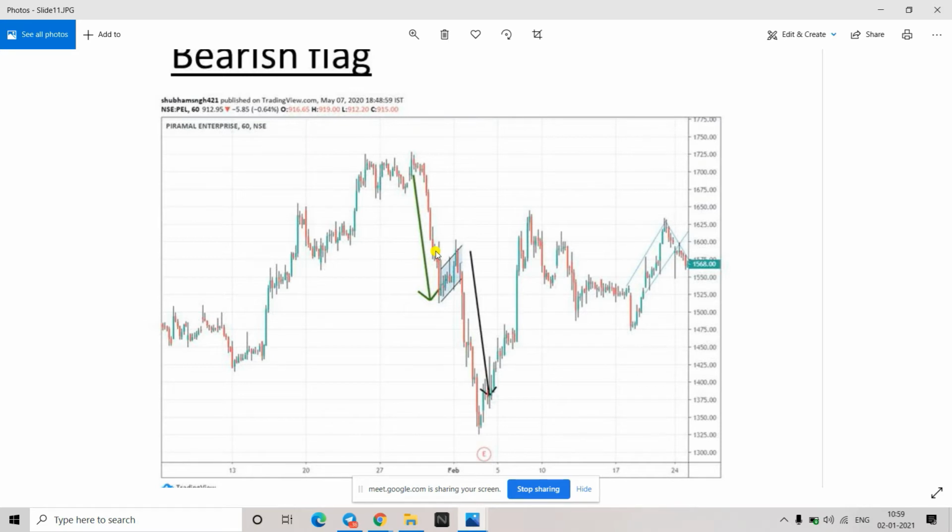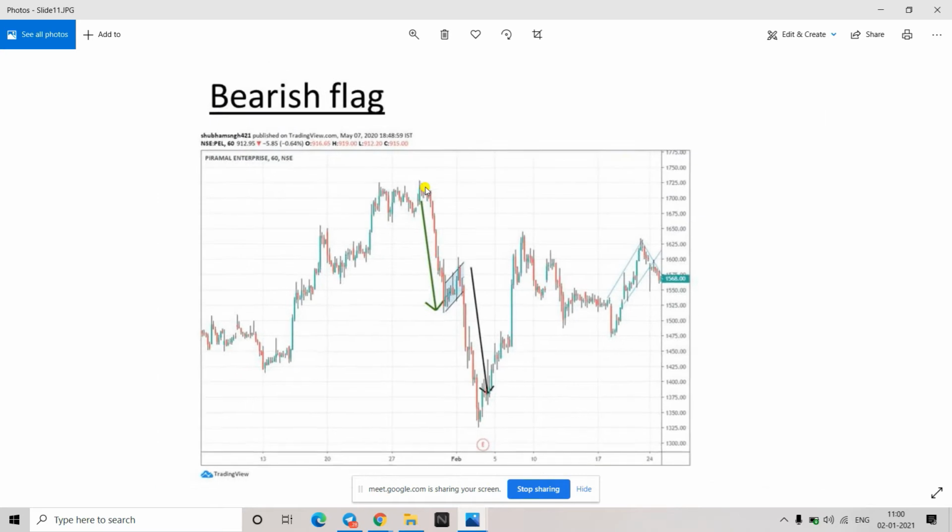Is this for short term or long term? See, this is based on the flag. So if the flag is big, you can understand how much you have to wait, and based on that it will be. So this was bearish flag.